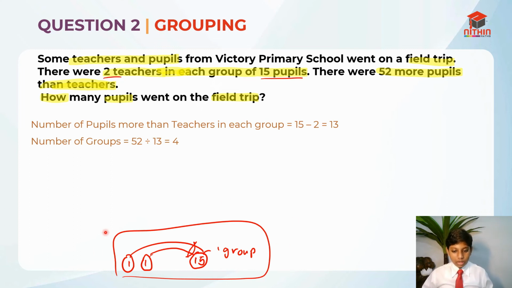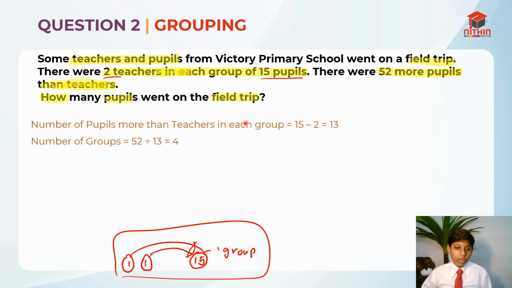How many of these groups can we find? Since we know that there are 52 more pupils than teachers in total, we can take 52 divided by the number of pupils more than teachers in each group, which is 13. It will give us 4 groups.